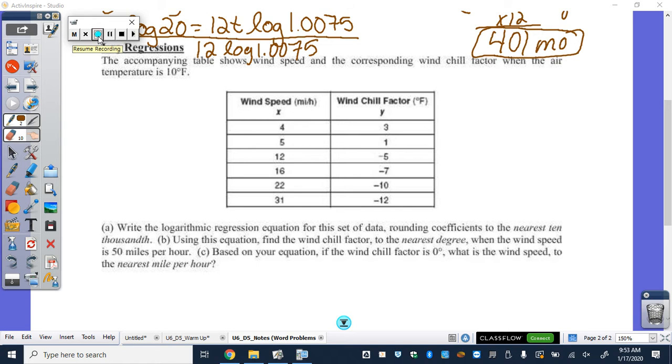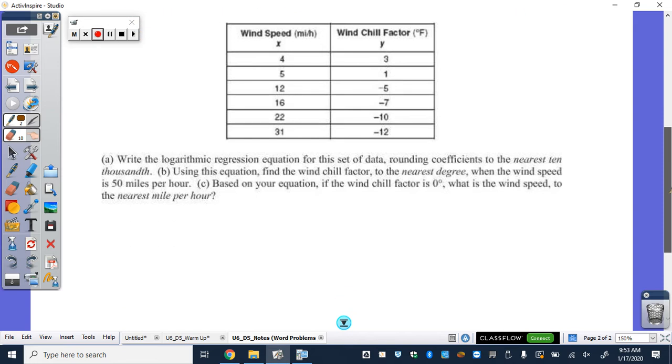Okay, so we have the accompanying table shows wind speed and the corresponding wind chill factor when the temperature is at 10 degrees Fahrenheit. So our x is our wind speed, y is our wind chill factor. Write the logarithmic regression equation for this set of data, rounding coefficients to the nearest 10,000.